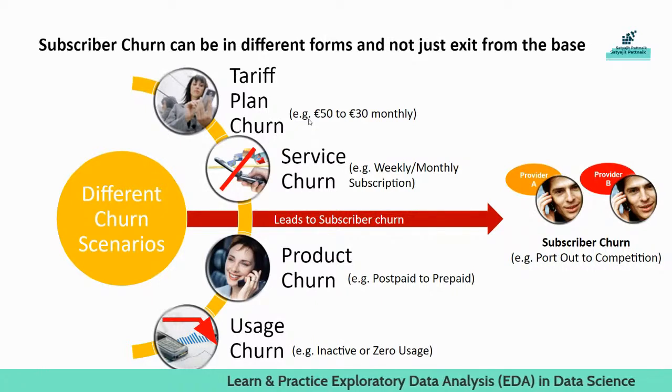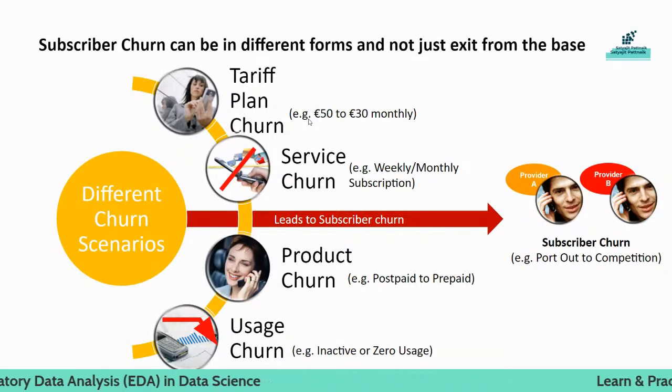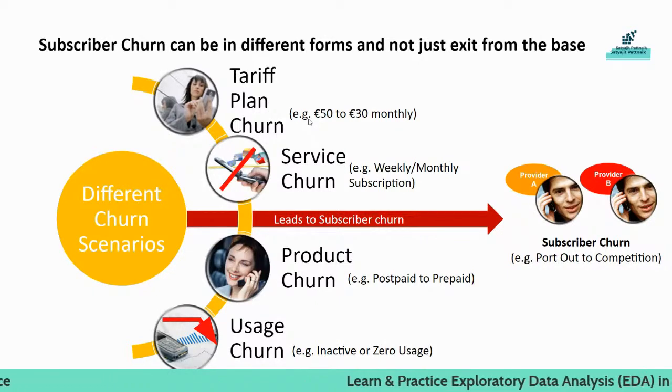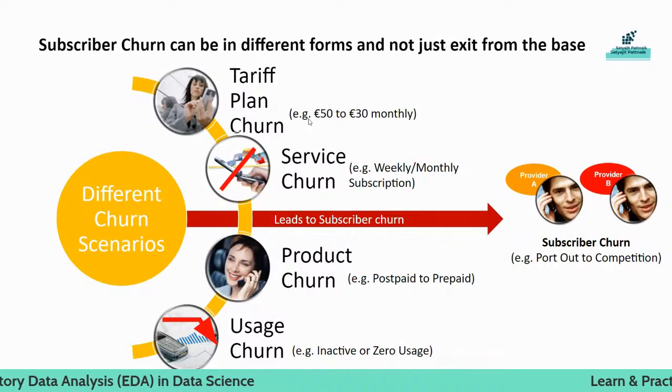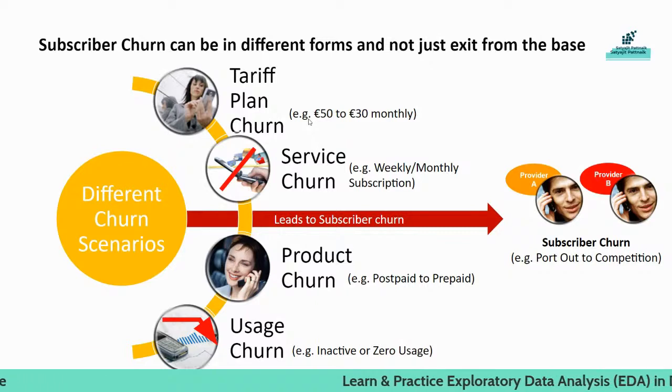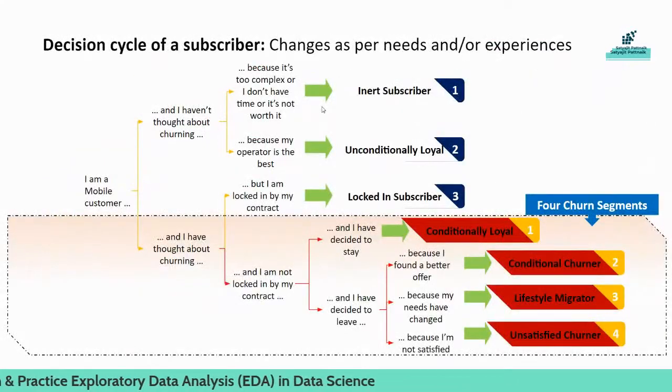And there could be a usage churn as well. Let's say you are using a data plan, and due to some reasons you have stopped using it. Because of COVID, many people are working from home, people have Wi-Fi at home, so your data plan is not going to be utilized. So people go inactive or zero usage as well. In that case, it's a loss to the company, because not many people will do recharges for data plans, right? So understanding the type of customers is very important.